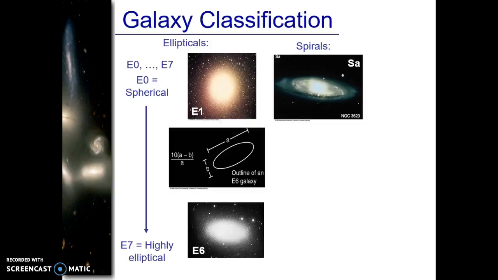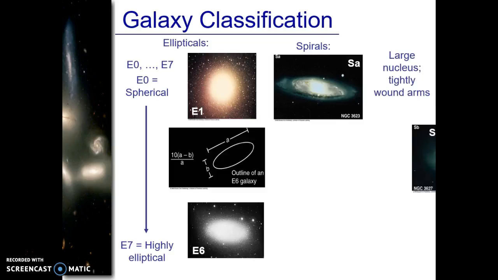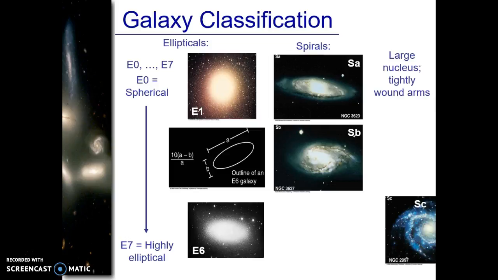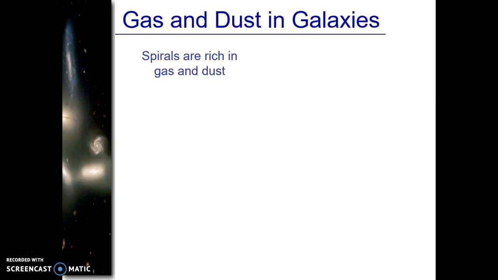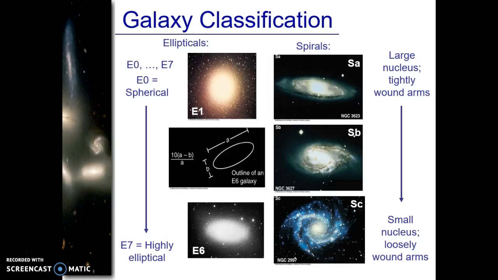Then you have your spirals, and your spirals can be classified into a sequence as well. SA has a large nucleus and tightly wound arms. SB is in between, and then SC has a small nucleus and loosely wound arms. Okay. Let's come back to this. Let's talk about these some more.